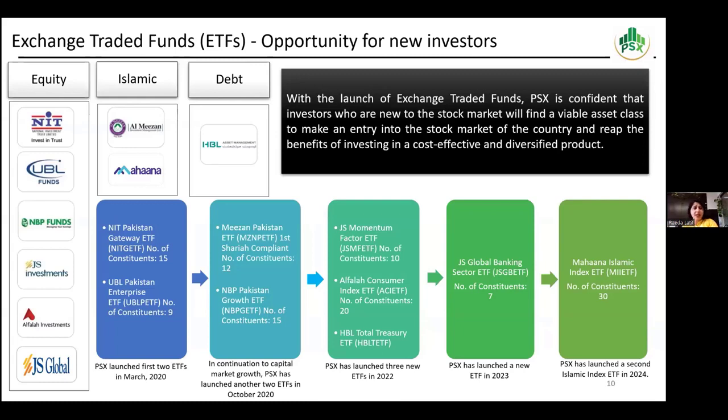These are all the ETFs from NIT, UBL, National Bank, JS, Alfalah, JS Global. In the Islamic realm, we have Al Meezan and Mahaana. And in the debt ETF, there is HBL. Each ETF has a certain number of constituents. So the Mahaana ETF here, Mubashir will give you more details, but it has about 30 constituents in it.